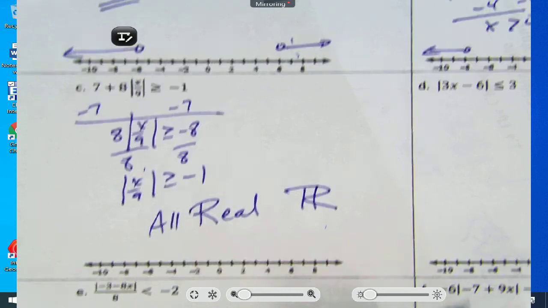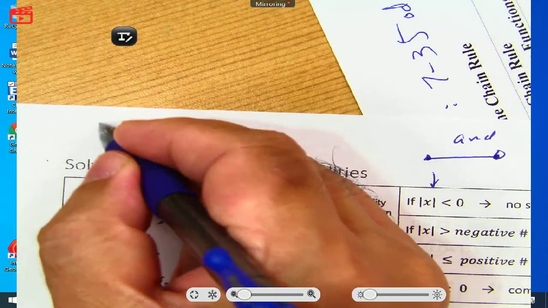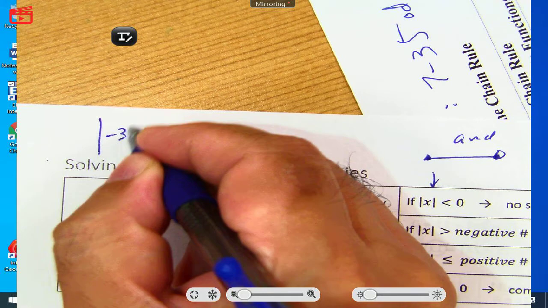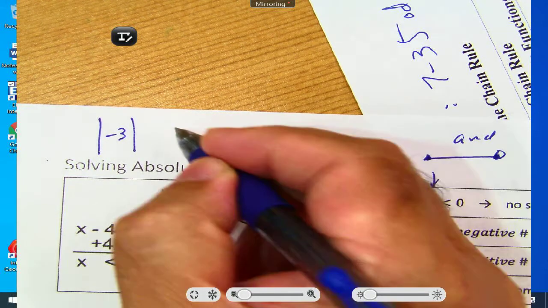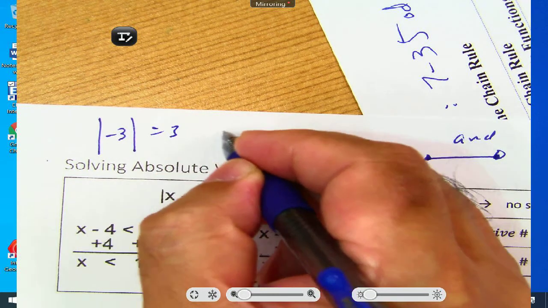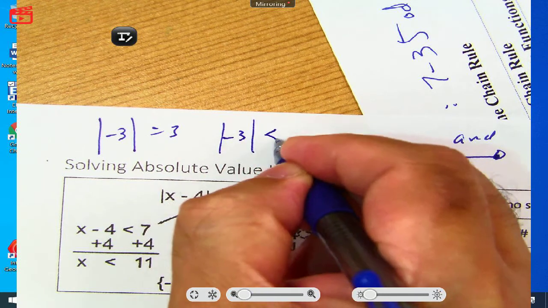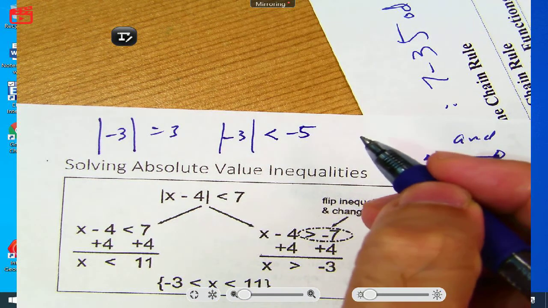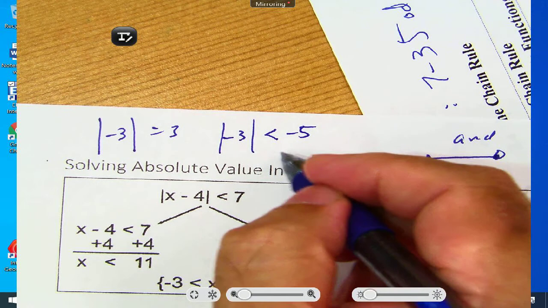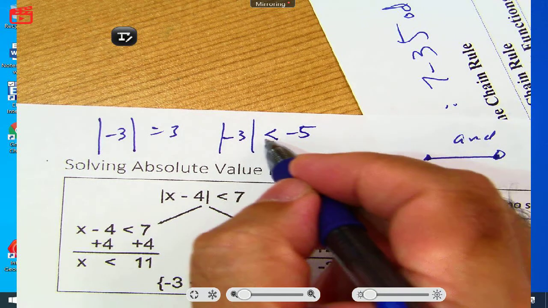Okay, let's talk about that then. Why is that the case? If I take the absolute value of -3, what is that? 3. So can it be less than some negative number? No. So that can't happen. That's why it's no solution when it's less than a negative number.